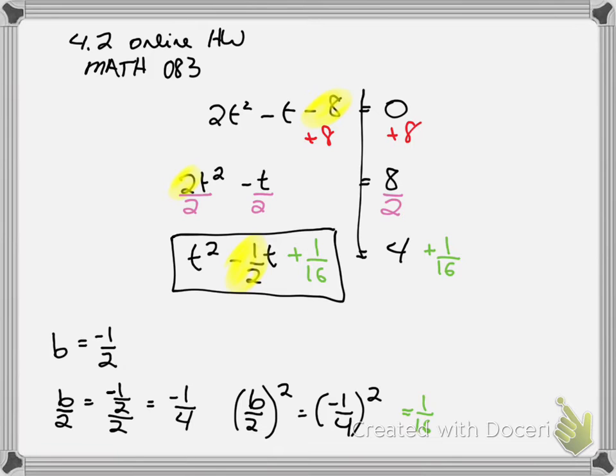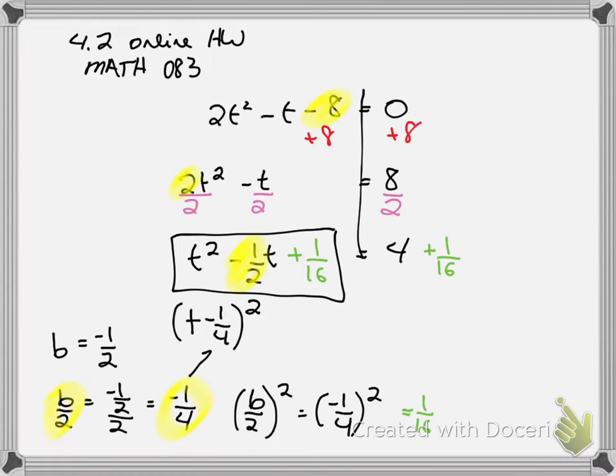By definition, I can factor this by saying that it's t, and then what goes here is whatever b/2 is. In this case, it's -1/4. So it's t minus 1/4, and of course, I can be lazy and rewrite that as t minus 1/4 quantity squared, okay?